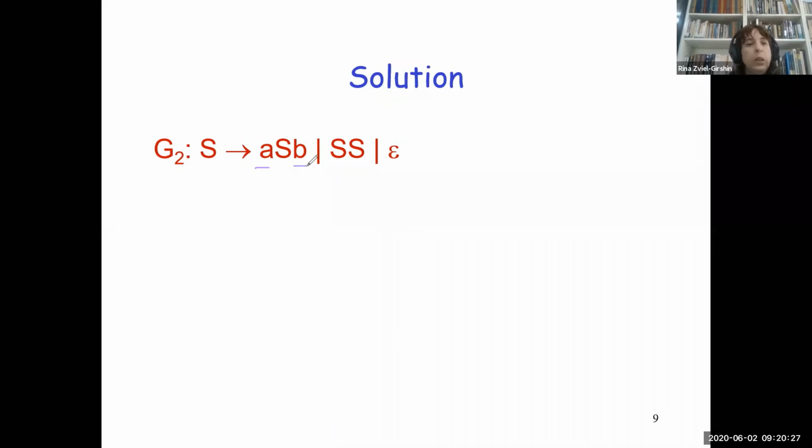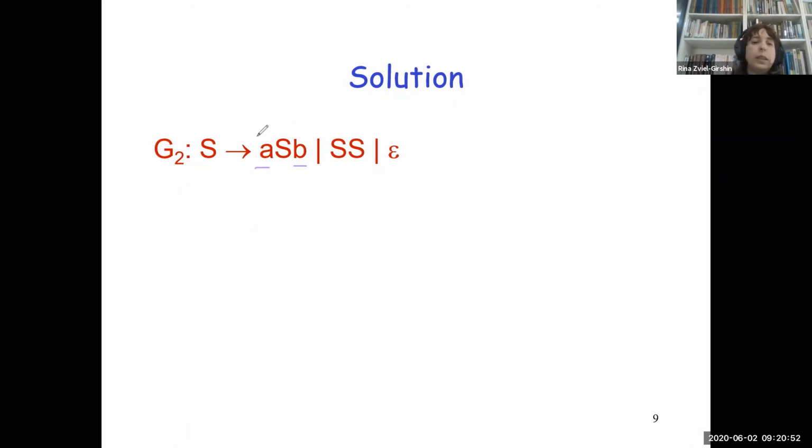I would like to ask a question. Does everyone see that for each A, I also add B? So the number of A's should be equal to the number of B's? Do you see this? So we definitely know that we are talking about the language where the number of A's equals the number of B's.